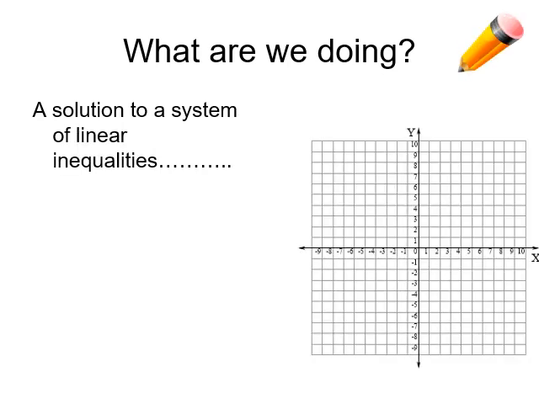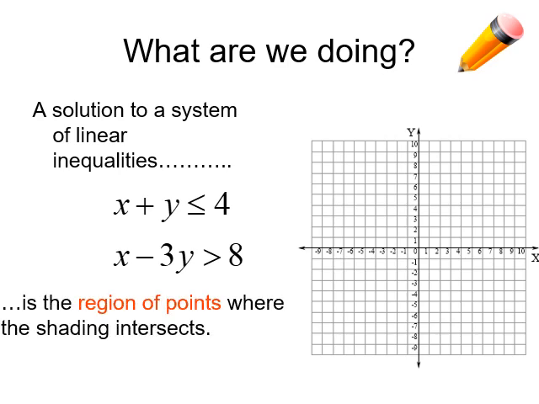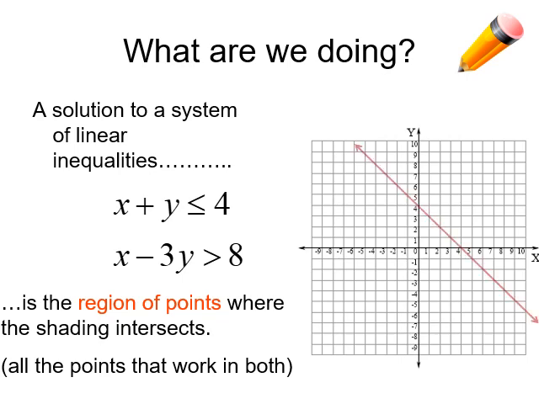Now we're going to look at two inequalities. The big difference here is noticing the symbols there. So a solution to a system of inequalities is going to be the region of points where the shading intersects. So all the points that work in both inequalities.